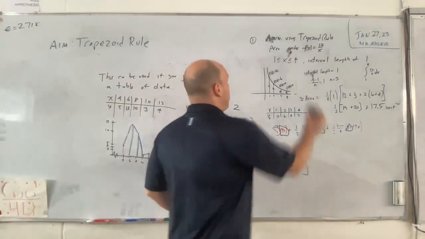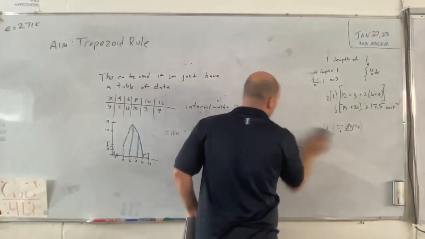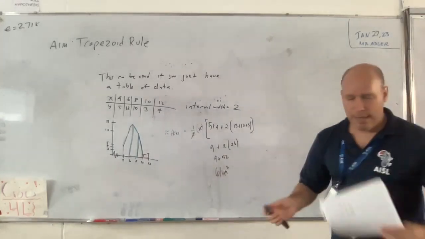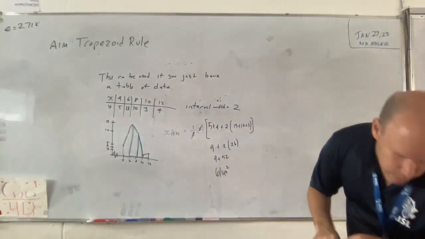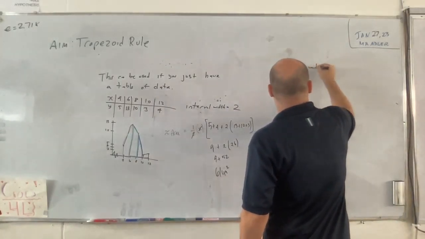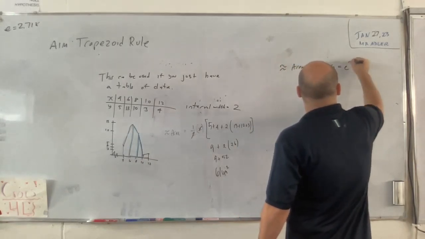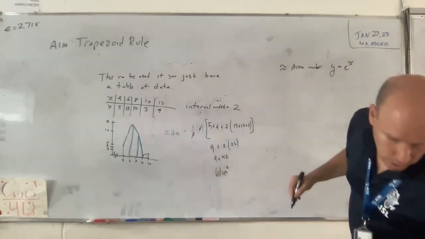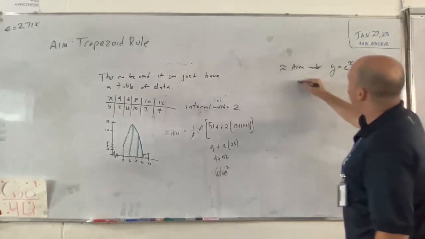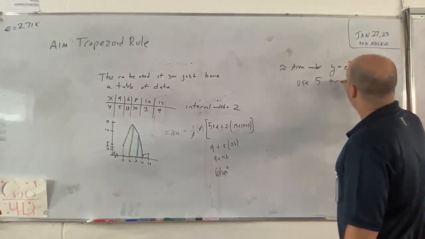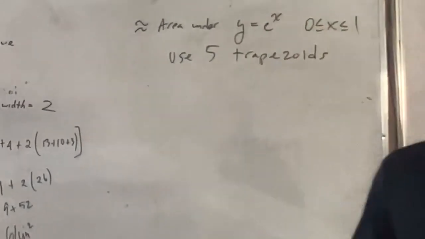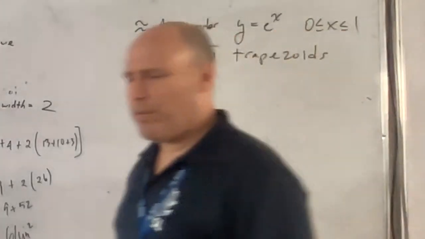Let me erase this. The last problem in the book says: approximate the area under y equals e to the x from 0 to 1 and use 5 trapezoids. I want five trapezoids, so I want you to think about that for a second.